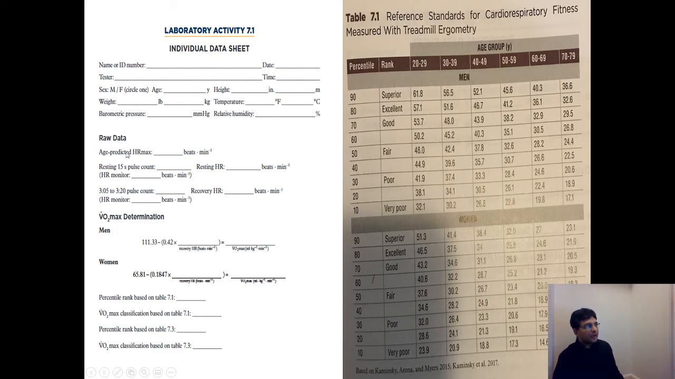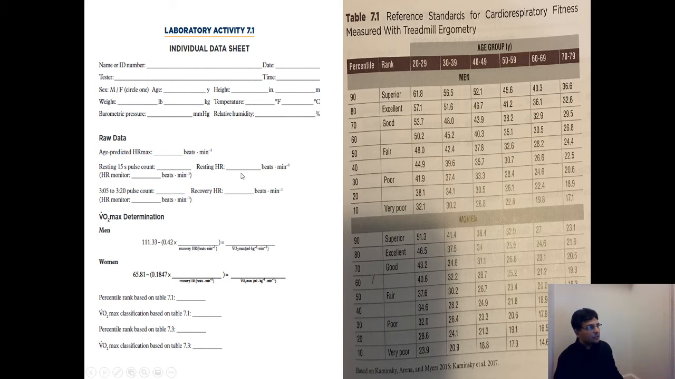And then for the raw data, first you enter the age-predicted heart rate using the formula which I talked about before. Then you will enter the resting heart rate for 15 seconds, which was taken before the step test. And then the recovery heart rate, which is immediately after the test, from 0:305 to 320, the heart rate immediately after getting off the Queen step test.